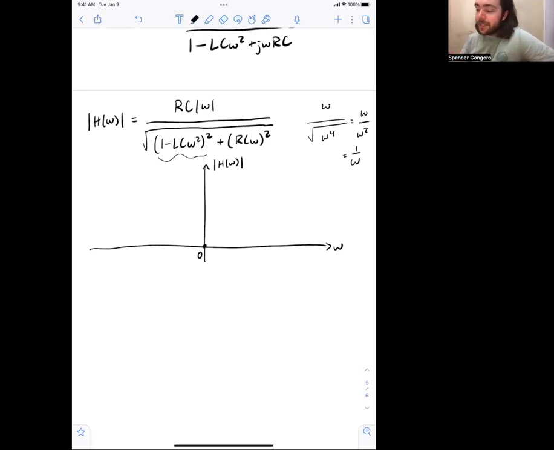And this was when omega was really big, either positive or negative, because again, this function is even. The magnitude of the frequency response is even because the absolute value of omega, whether I plug in plus or minus omega, I get the same thing, and everything else has an omega squared. So whether omega is really large or really small, it's going to fall off sort of like this. So I know I'm going to be going to 0 eventually. The only question is what happens in between.